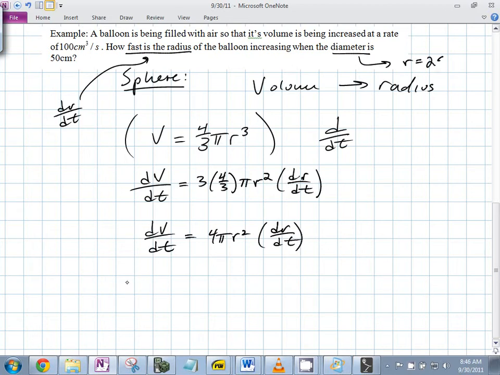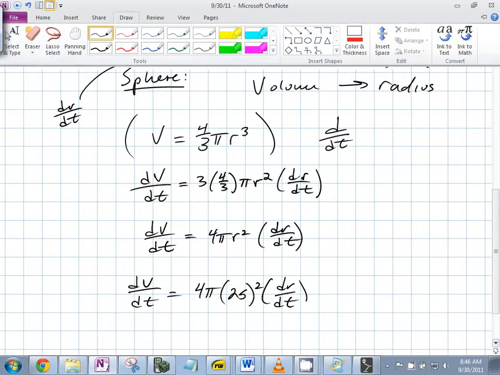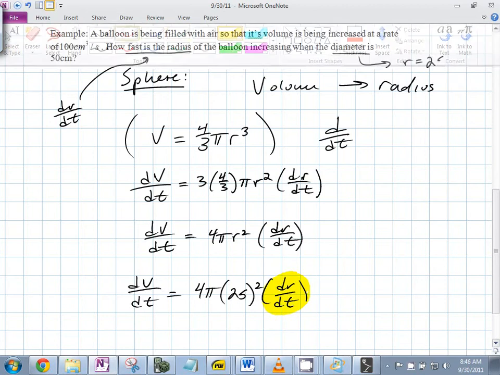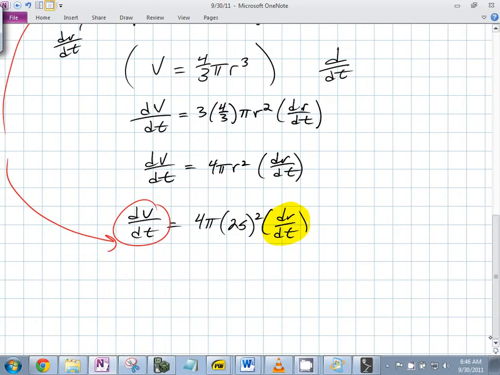So, oh wait, we want how fast the radius is changing, so we don't know dr/dt yet. dV/dt equals 4 pi times 25 squared times dr/dt, right? But we want to solve for dr/dt, correct? What do we still have in there? What do we need to get rid of? dV/dt. Do we have dV/dt? Yeah, what is dV/dt? 100 centimeters cubed per second, right? We have that, so we plug it in, and what do we end up with? 100 equals 4 pi times 25 squared times dr/dt. Now you just have to isolate dr/dt.